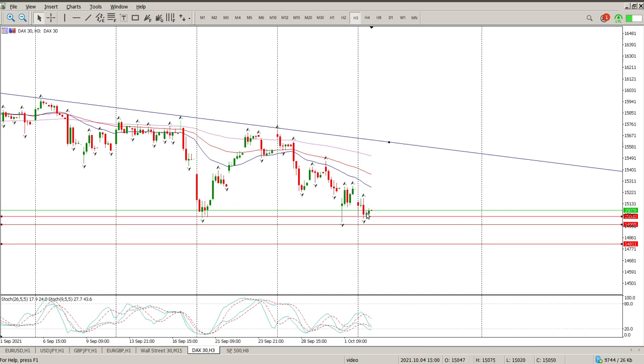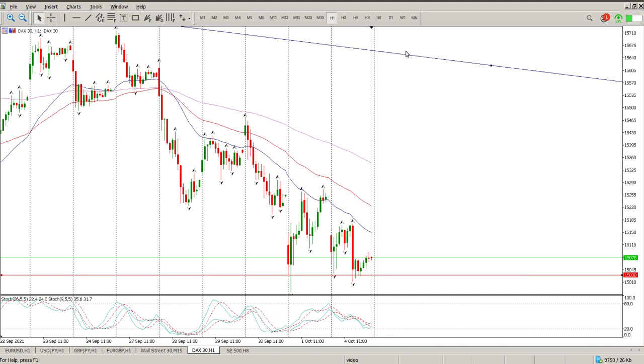Now what we have is an inside bar, but I think this is really just a mini flag for another leg down, then mini flag, another leg down. That's the structure that I think we need to be paying attention to.